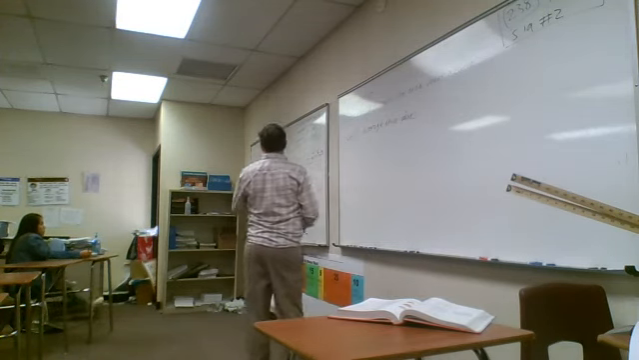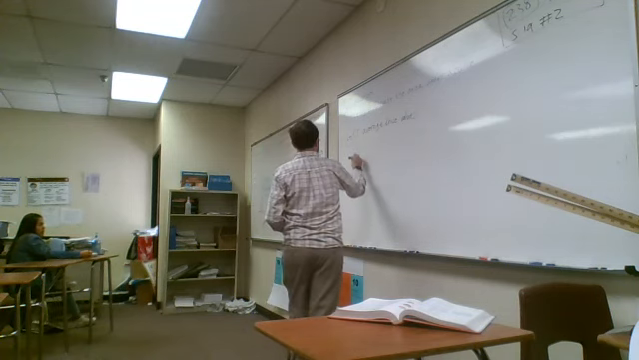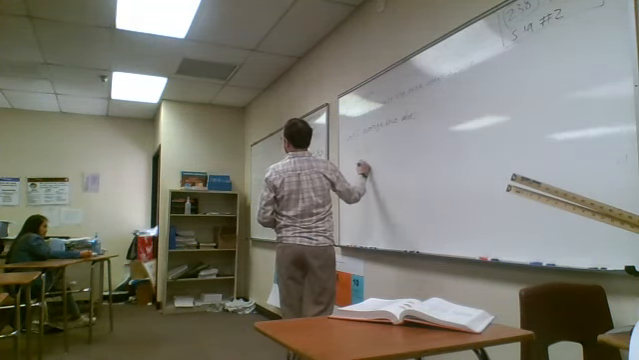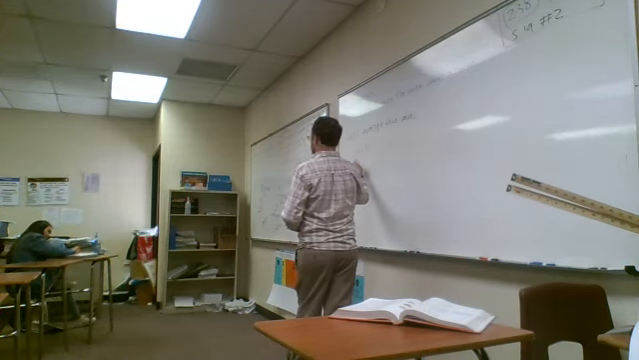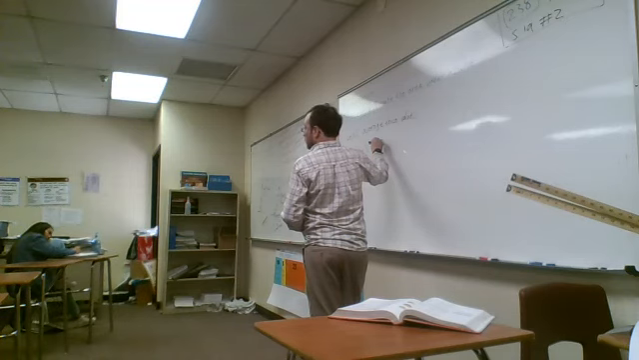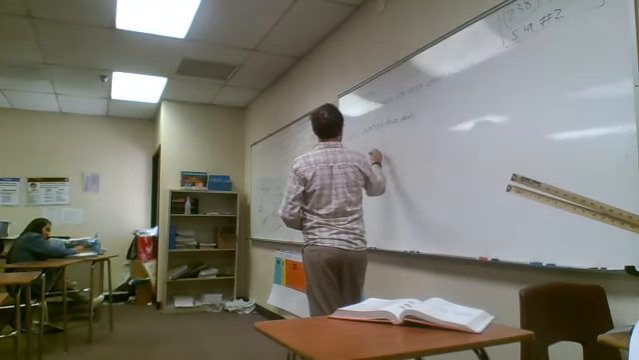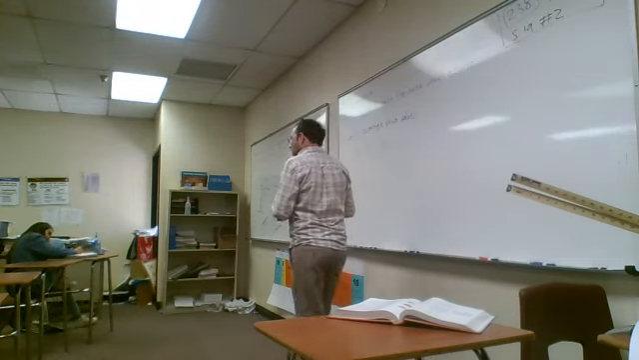So what was our underestimate? 14. What's our overestimate? 30. Then we divide by what? 2? Okay, what's 14 plus 30? 44. Then we can divide by what? 2 to get 22.